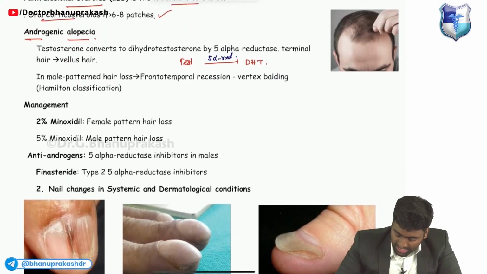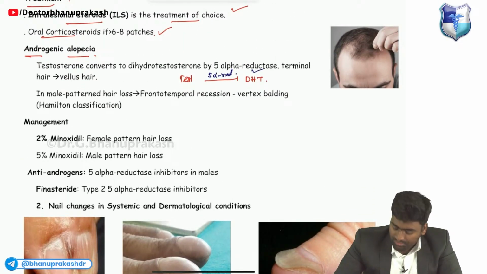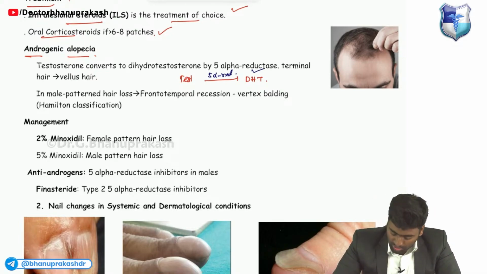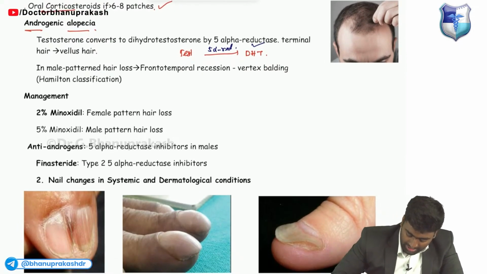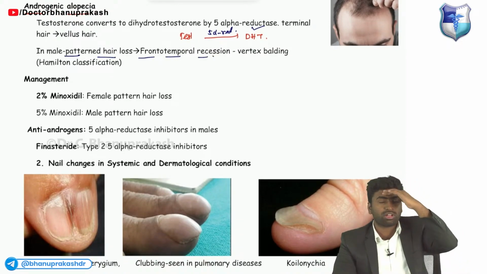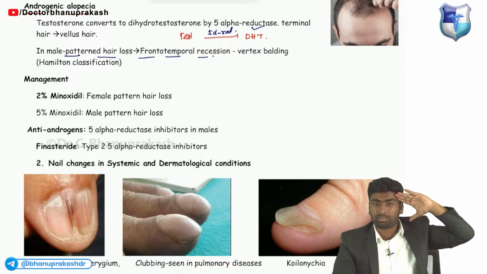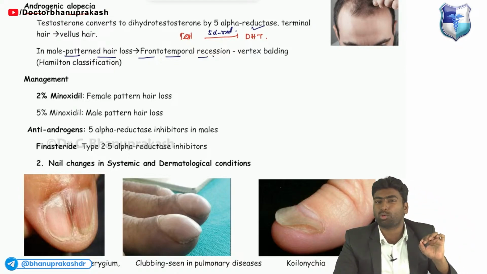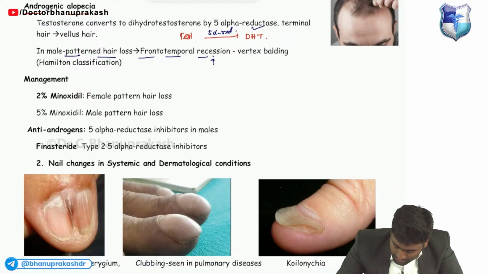It means usually this dihydrotestosterone, which causes the growth of the hair, whereas here it will be mismatched, so there won't be protection of the hair. Here in male pattern hair loss, you see frontotemporal recession, which means in the frontal area and temporal area, the hairline will start going back. So it is known as frontotemporal recession.